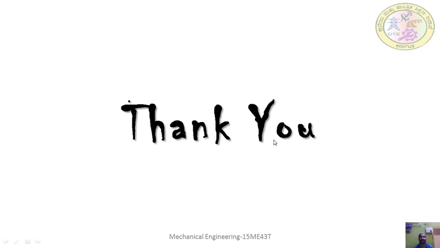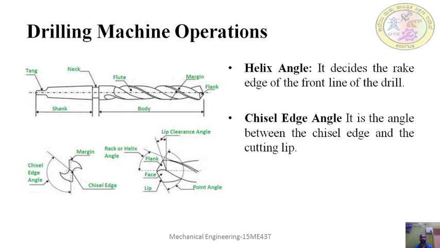So this finishes this session. We have discussed the various geometries of the drill bit in today's session. That may be shank, body, flute, margin, flank, neck, tang, and various angles such as helix angle, chisel edge angle, lip clearance angle, etc. So it is very important from the exam point of view. It will be asked for 5 to 8 marks.